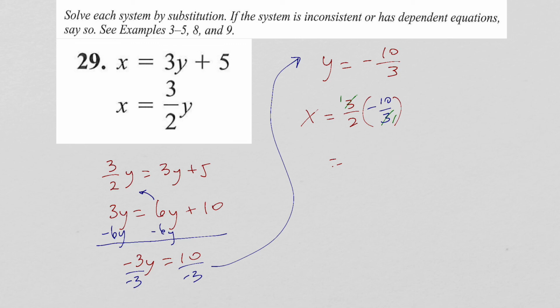Why don't we do that? I'll cancel a little more, and I'll say 2 goes into 10 5 times. So I'm just going to get a negative 5 here. So my ordered pair is x is negative 5, and y is a negative 10 thirds. And that's it.